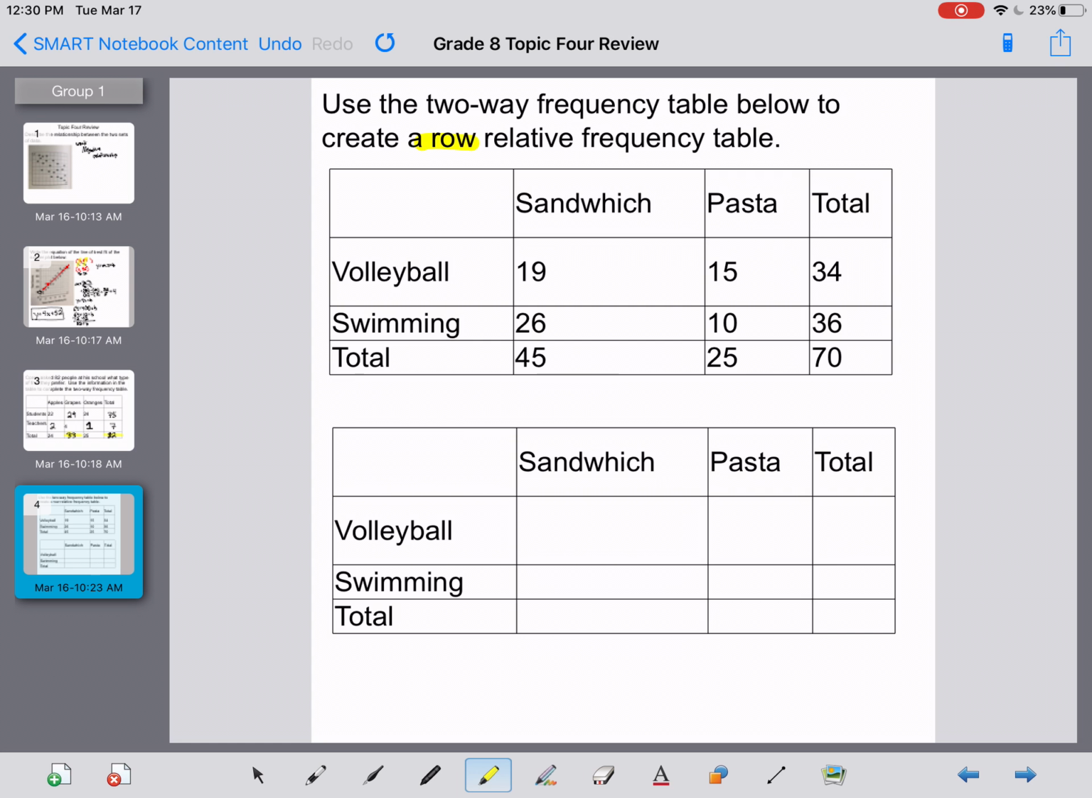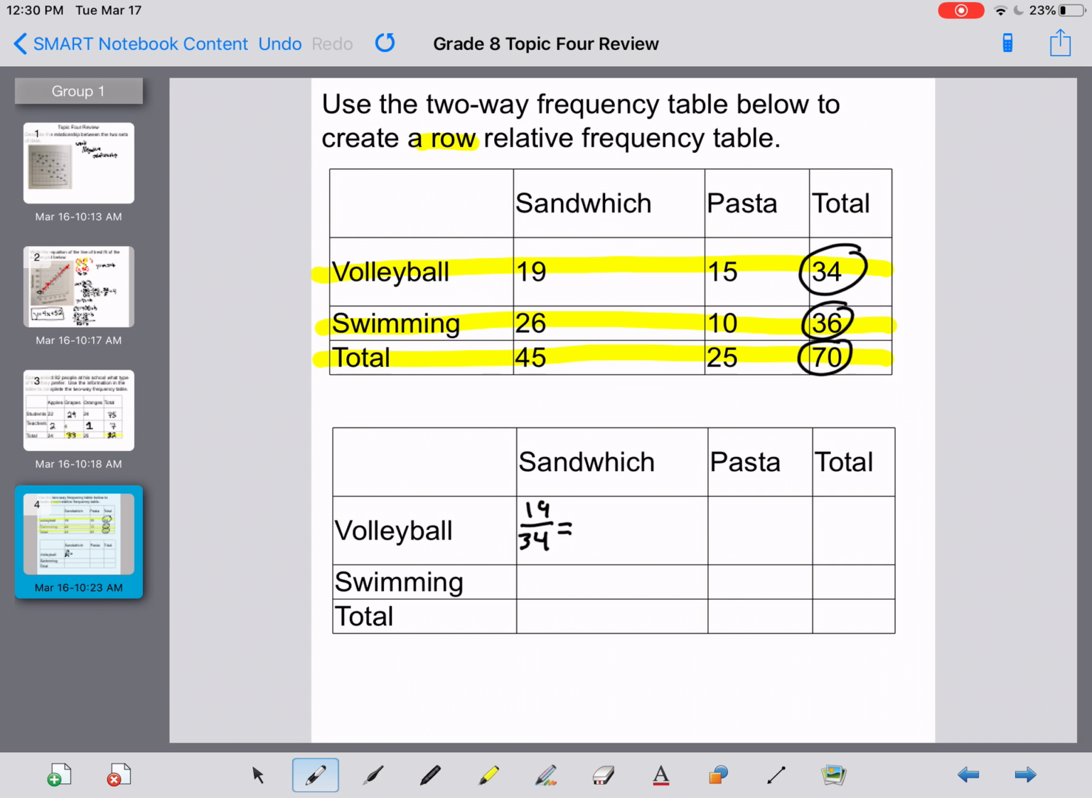Now, when I'm creating a row relative frequency table, row means it is going across this way. So I'm going to use the total at the end of each row as my denominator for each row. For volleyball and sandwich, I'm going to do the 19 divided by the 34. And I'm going to turn that number into a percent, rounded to the nearest tenth.